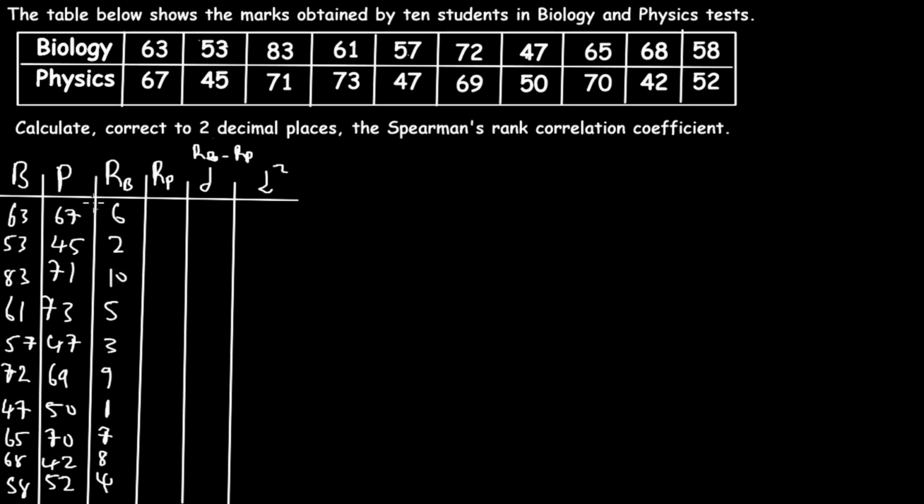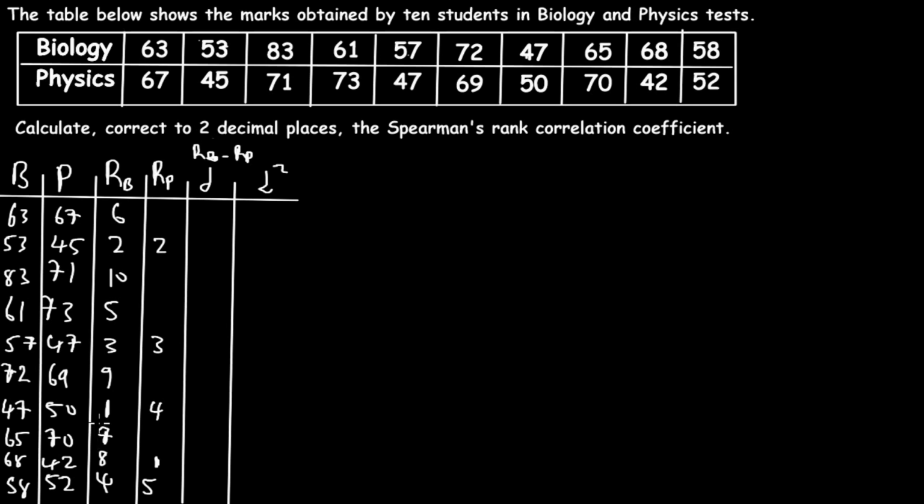Excellent. Now on to physics. Let's rank physics. The first or the least one here is 42, that will be 1. After 42, we have 45, that will be 2. After 45, we have 47, and that will be 3. After 47, we have 50. That will be 4. After 50, we have 52. That will be 5.